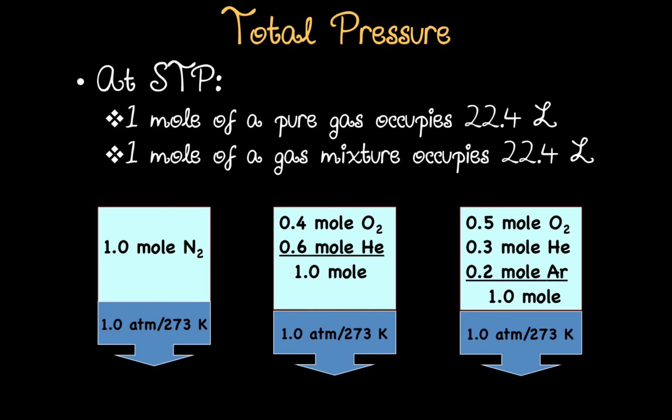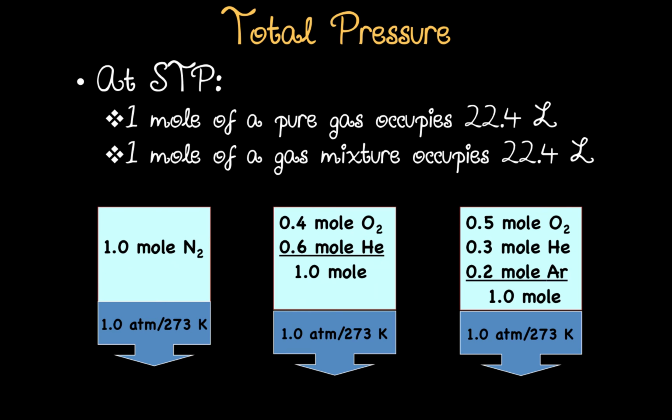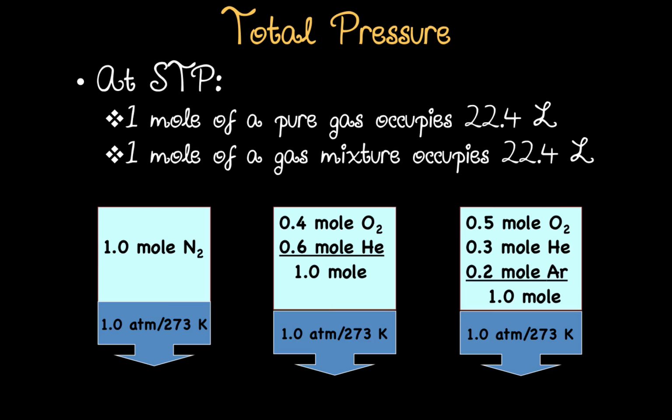The middle container, composed of 2 different gas particles, oxygen and helium, with 1 mole of gas total in the container. At STP, even though this is a mixture of gases, it also will occupy 22.4 liters. And the last container, composed of 3 different gas particles, oxygen, helium, and argon, 1 mole total. At STP, you should know what the volume will be, 22.4 liters.